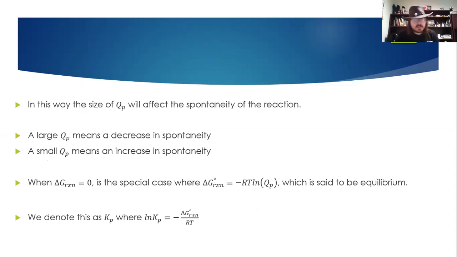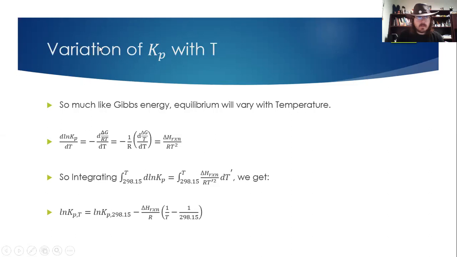Now, the point where delta G reaction is 0 becomes a special case, when delta G naught of reaction is equal to negative RT ln Q. When those two terms are equal and they cancel out, this is known as equilibrium. So Kp is the reaction quotient at equilibrium. So ln Kp is equal to negative delta G naught over RT. We essentially exchanged Q for Kp and got ln Kp by itself.